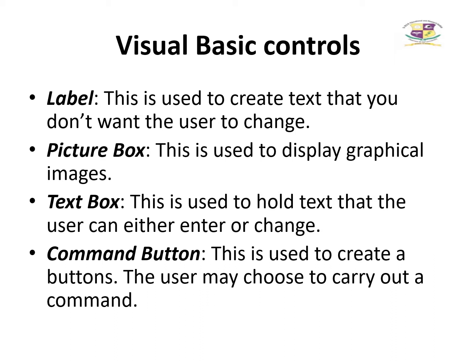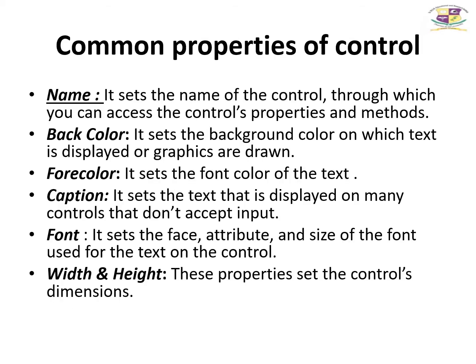Picture box. Picture box is used to display the graphical image and you can work on it. And then it's a text box. It holds the text that you either enter or change. The next is the command button. It is used to create a button. The user may choose to carry out a command based on the given button.